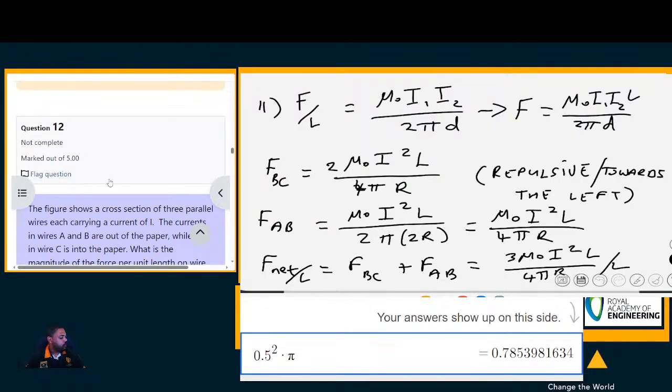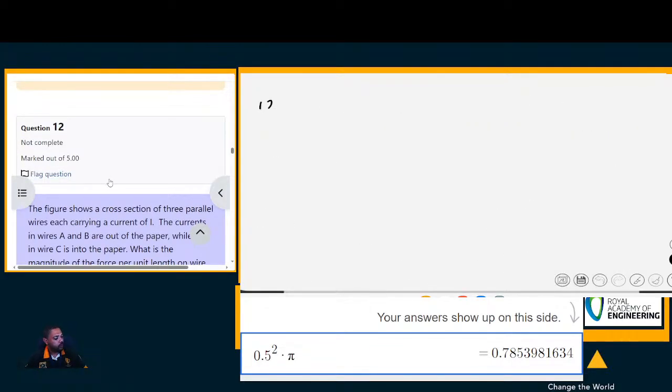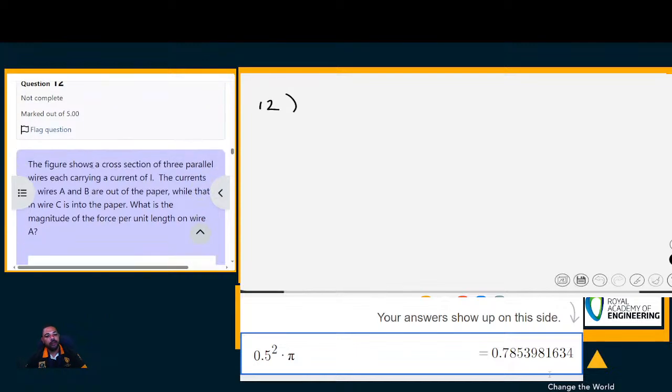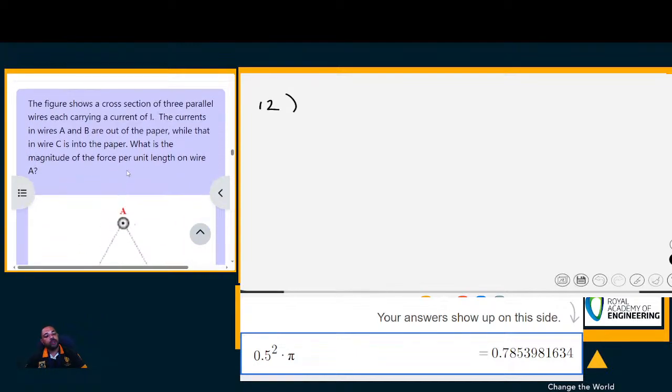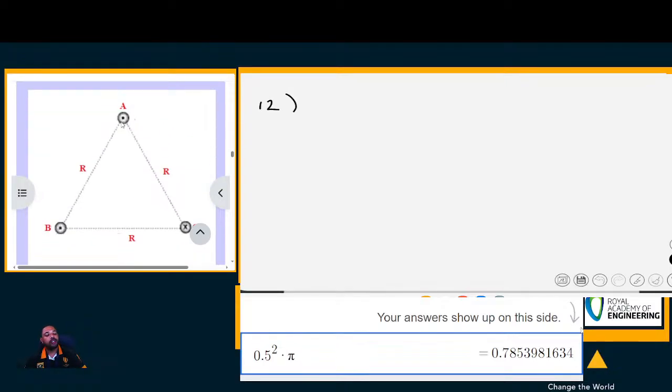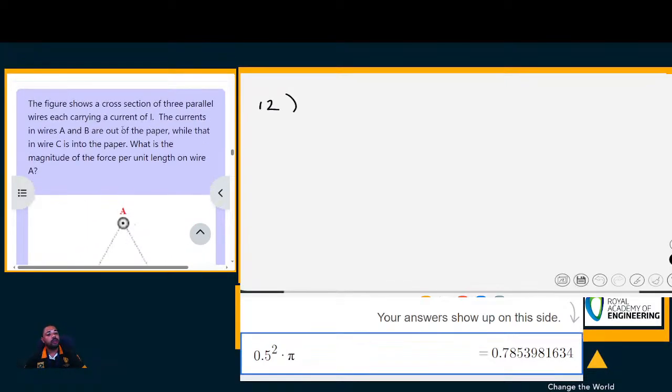Question number 12. The figure shows a cross section. Now we've done with parallel wires. We've done this formula that deals with calculating the force between two parallel wires. Now in this case we have three parallel wires, but they are set in the shape of a triangle, and they each have a current of I.